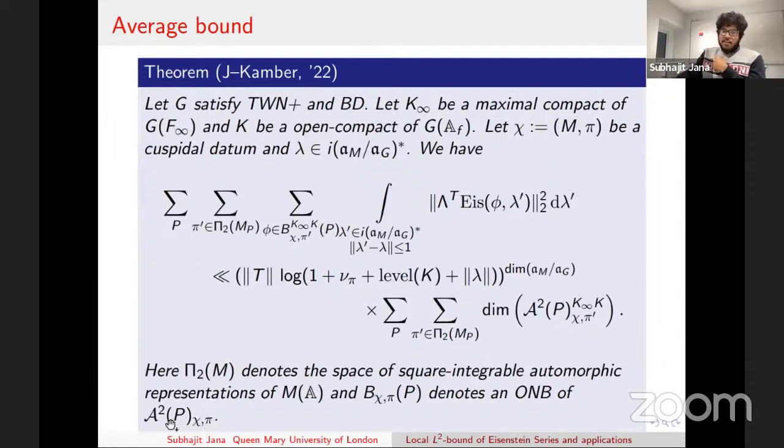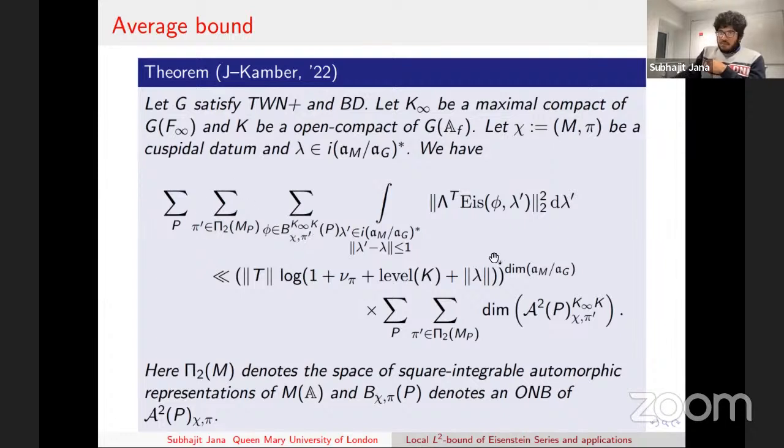A_2 P is the Hilbert space that we talked about before, and chi pi is the chi pi isotypic part of that Hilbert space. And phi runs over an orthonormal basis, and this K infinity K means that phi is fixed by K infinity times K.